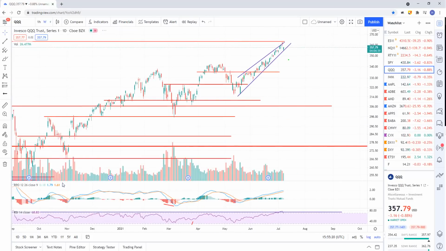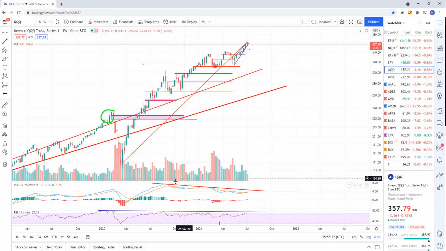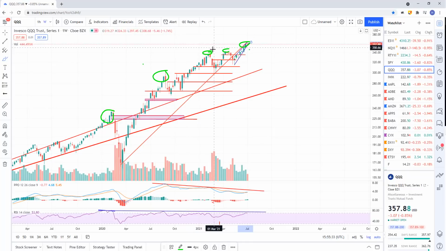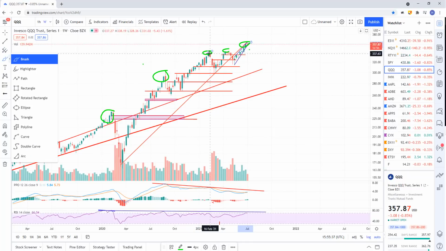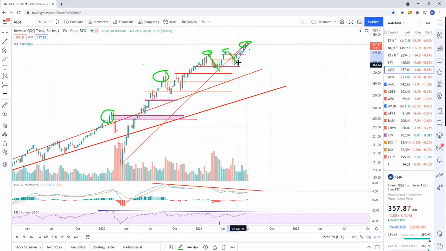But the negative divergences have been building. If I show you the weekly chart on triple Qs, you can see that ever since this high right here, each new high has been a divergent high. That's a divergent high, that's a divergent high, and this is a divergent high. If you look at the bigger picture, you get a divergent high, you sell down. You get a divergent high, you sell down.